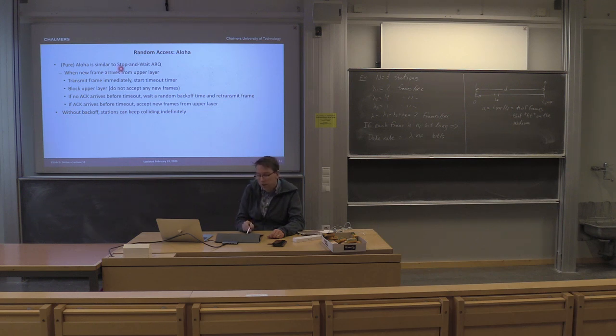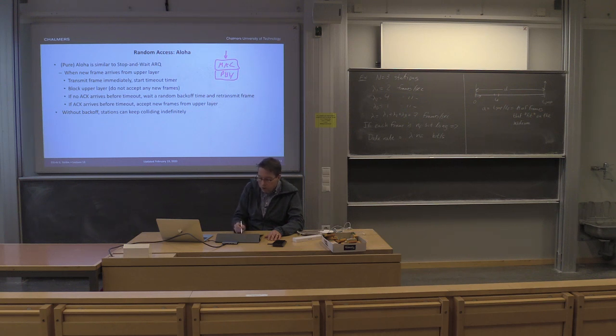So it's in a sense very similar to stop and wait. When a new frame arrives from the upper layer, remember here that we have the MAC layer, which is on top of the physical layer. So when a frame arrives from above, what do we do? Well, we just transmit that, and then we start a timer. And then we block the upper layer, so we don't accept any new frames from above. And then if there is no acknowledgement arriving after the timeout, then we wait a random backoff time, and then we transmit the frame again.